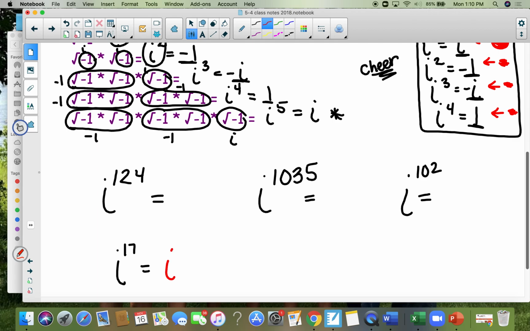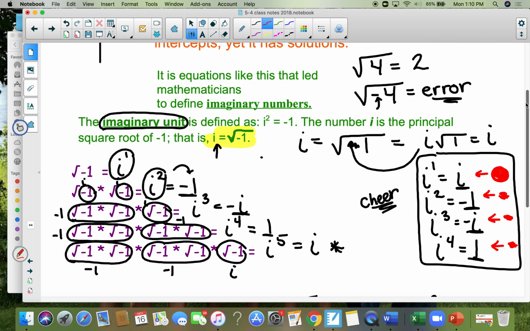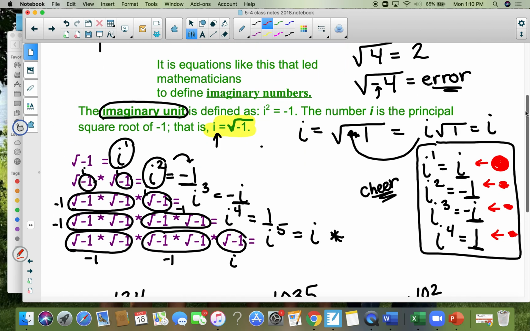Okay. Do you want to count 124 times going down? 1, 2, 3, 4, 5, 6, 7, 8, 9, 10. You don't want to do that. So this is how I'd like you to do i to the 124th power. This is what I want you to do.